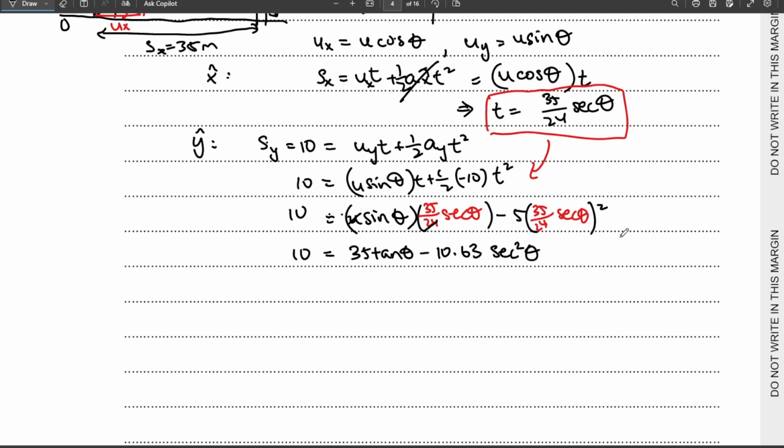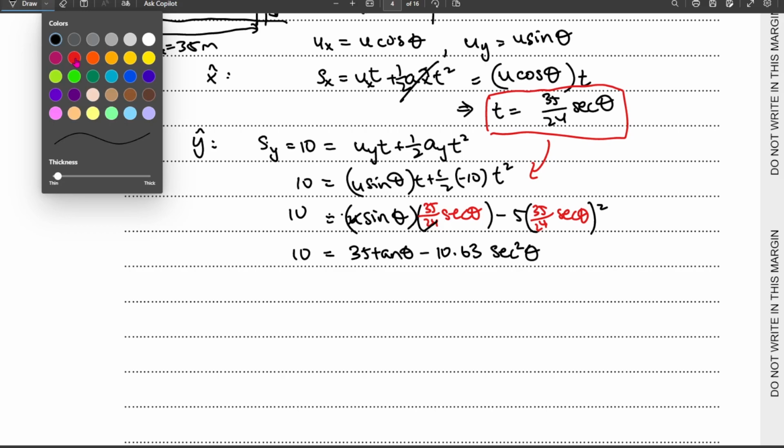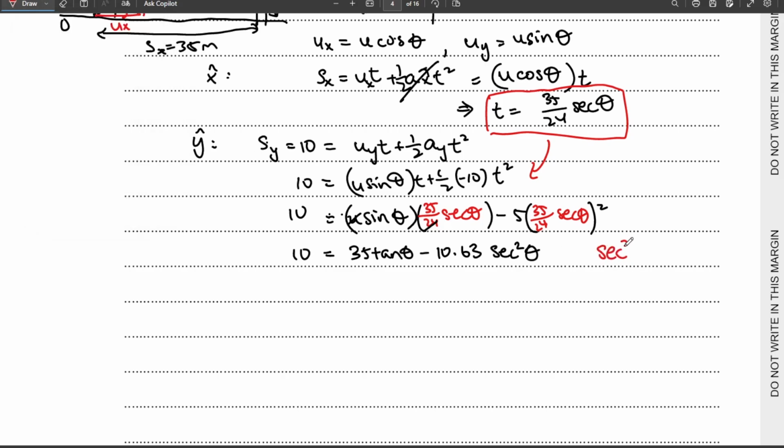After substituting and doing the computation and simplifying everything, we will have this equation where we have a tangent and a secant squared. So now we have reduced it to a trigonometric problem. How we're going to solve this is we're going to use the trigonometric identity: secant squared equals 1 plus tangent squared. This is from the Pythagorean identity. So we're going to use this expression and substitute for our secant squared.